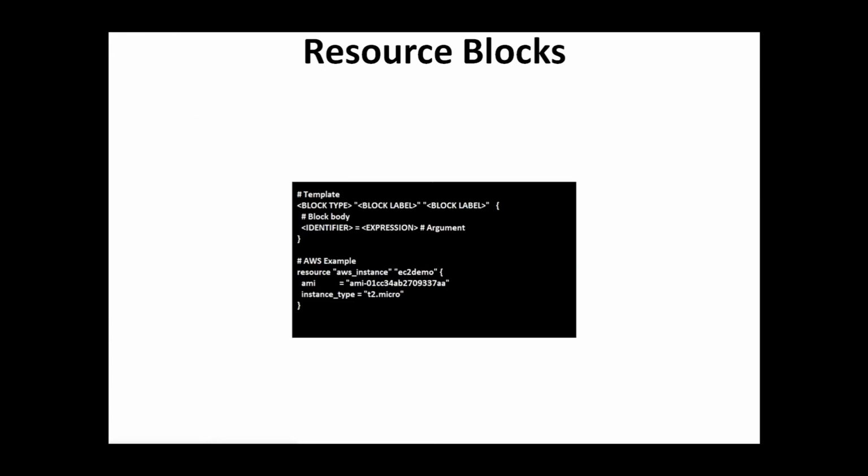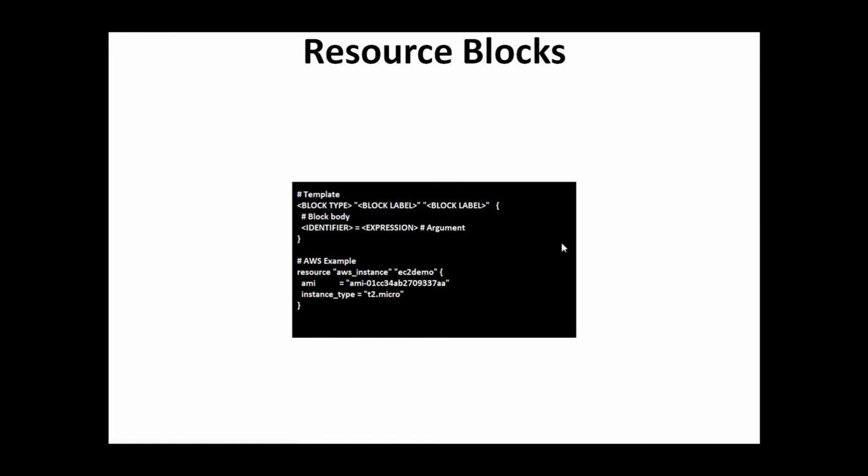If you see here, you can find an example of a simple resource. If you see, the resource is the block type. The AWS instance is the block label. EC2 demo is also the block label. So they are the resource block type and resource block labels. So resource being block type and AWS instance and EC2 demo being the block labels. Okay. So these are the top level blocks.